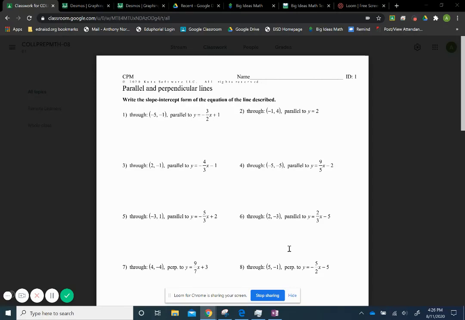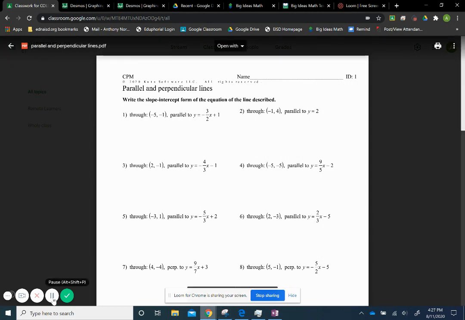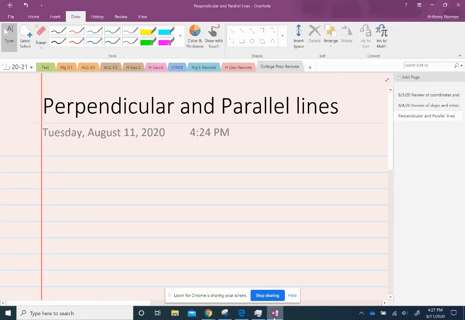So we're going to go over our next section inside of College Prep Math. We're going to cover parallel and perpendicular lines. We're going to figure out how to create a line in slope-intercept form when we're given that. This is the worksheet that accompanies the video. Before we get to the worksheet, we're going to cover what parallel and perpendicular lines mean to us for this process.